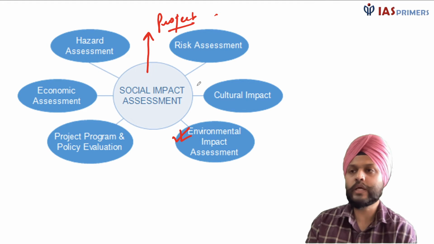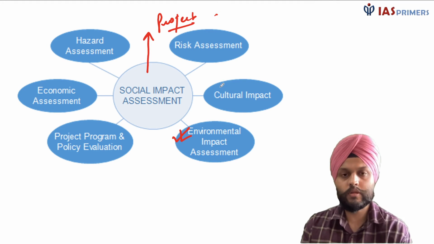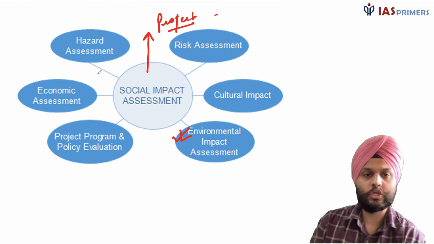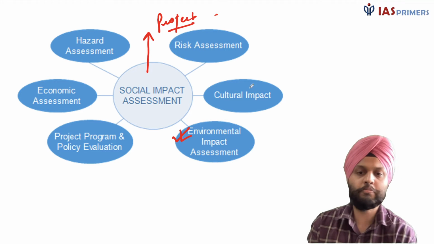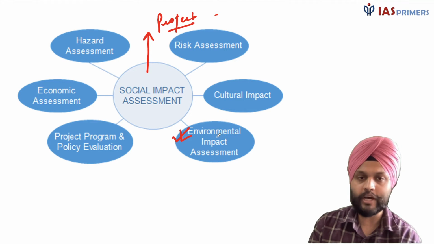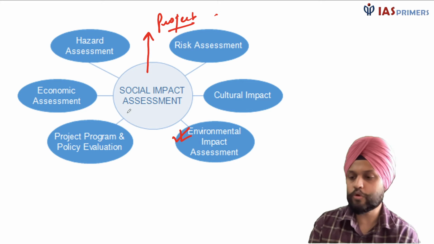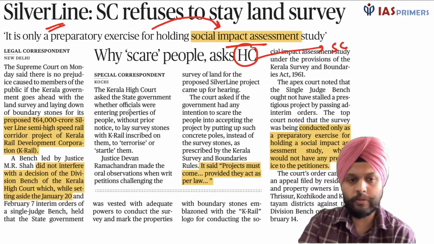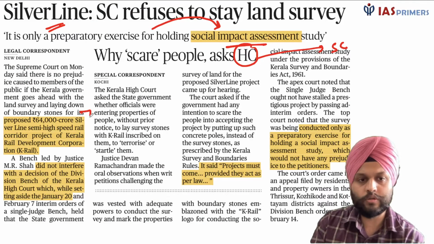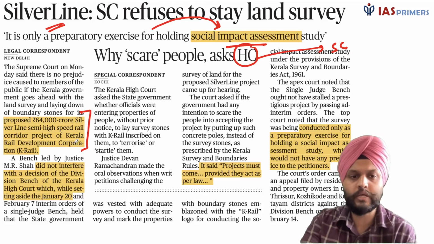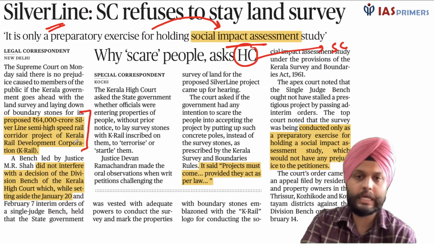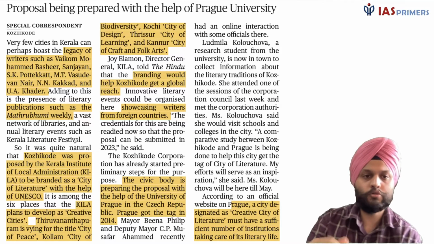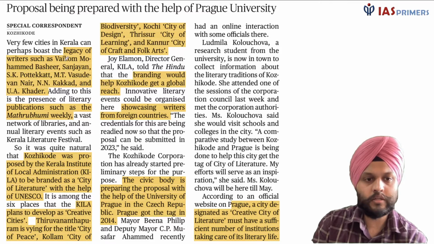Once we have the data, we can take remedial measures also. We can be proactive about the problems and address them. So economic assessment, hazard assessment, risk assessment, cultural impact, and naturally the environment will affect the society and project program. So these are certain things that need to be considered, and this is a 64,000 crore project, a semi-high speed rail project, also known as the K-Rail.